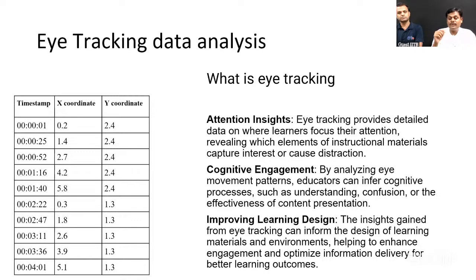And the third one is improving learning design. Learning design is again a broad area. Learning design actually facilitates the learning experience for the learner. So the insights gained from eye tracking, whose eye tracking? The learner's eye tracking. If any research study involves data collection from a learner, and the data is eye tracking data, the data will look like the data given in the table on the left side, and the improvement of a learning design may contain multiple actions or multiple things.